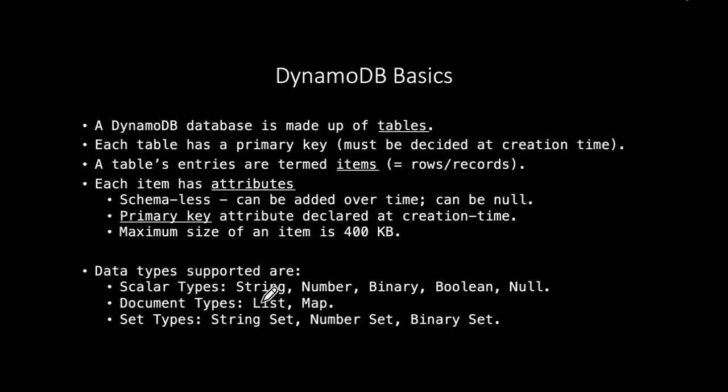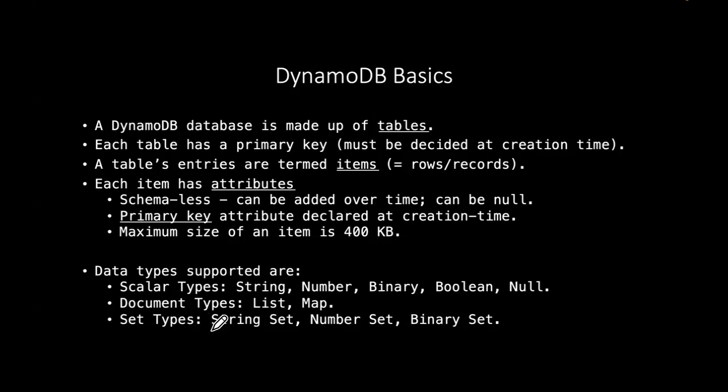It understands lists as well and maps. So you could actually have a list of documents or a list of scalars within a single attribute. And finally, it has the notion of a set type. Obviously, the difference between a set and a list is the elements in a set have to be unique, whereas in a list, they don't have to be unique.